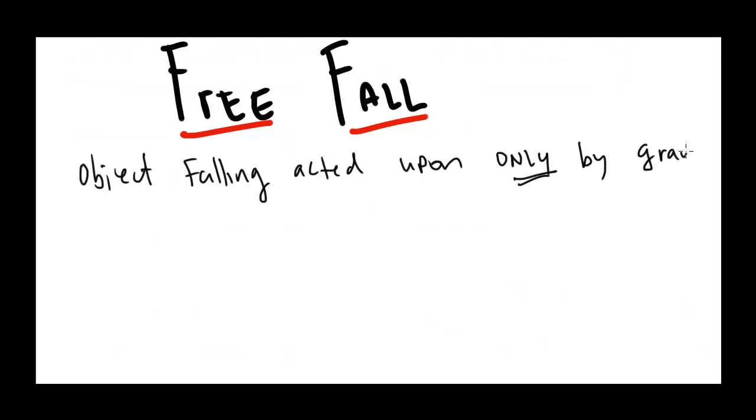So what does that mean? What are we ignoring? Well, principally what we're ignoring is air resistance, which is a sort of upward force. So you have an object falling, the air kind of pushes up on the object as it falls, and we're going to ignore that force. So ignore air resistance.